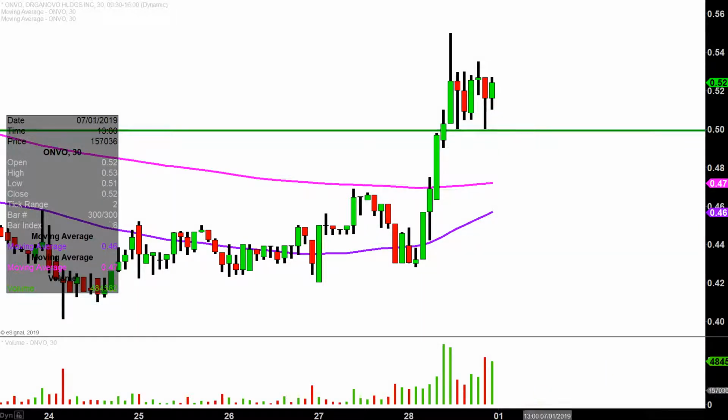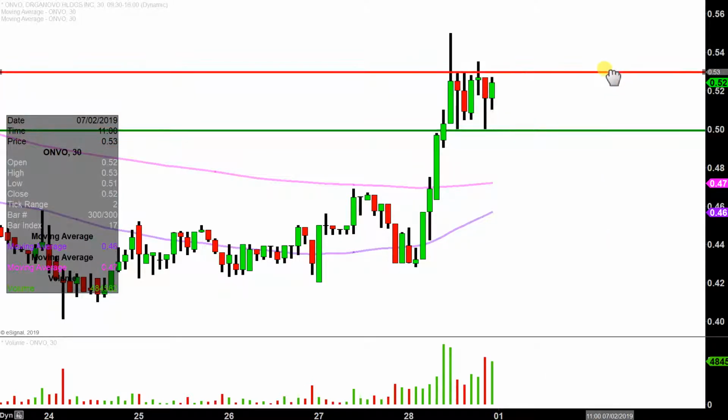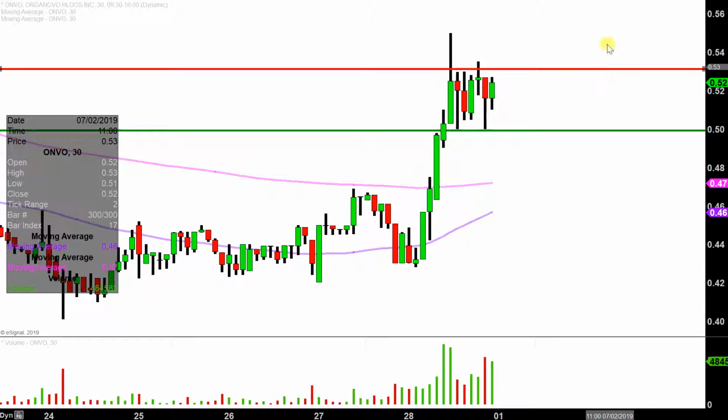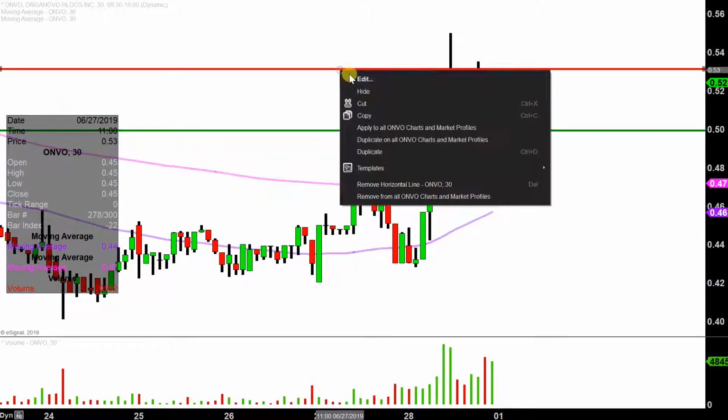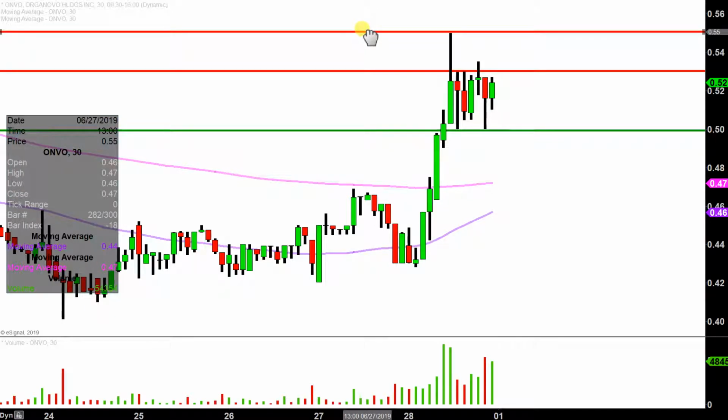What about levels of resistance? As far as where the sellers are, near term right there at 53 cents is going to be that first key level. And then after that, nothing fancy or complicated other than the fact that the party officially stopped on Friday right up there at the 55 cent mark. So keep an eye on those couple levels, but really resistance levels don't matter that much.